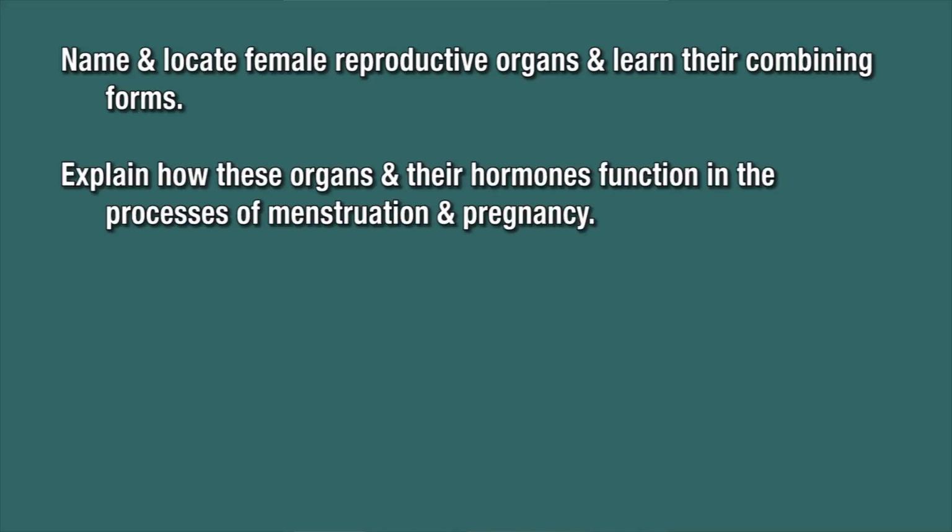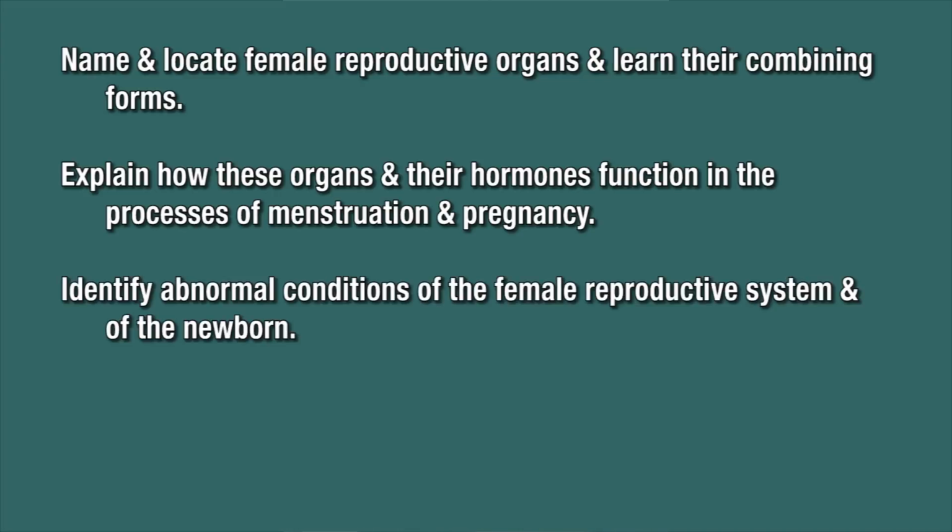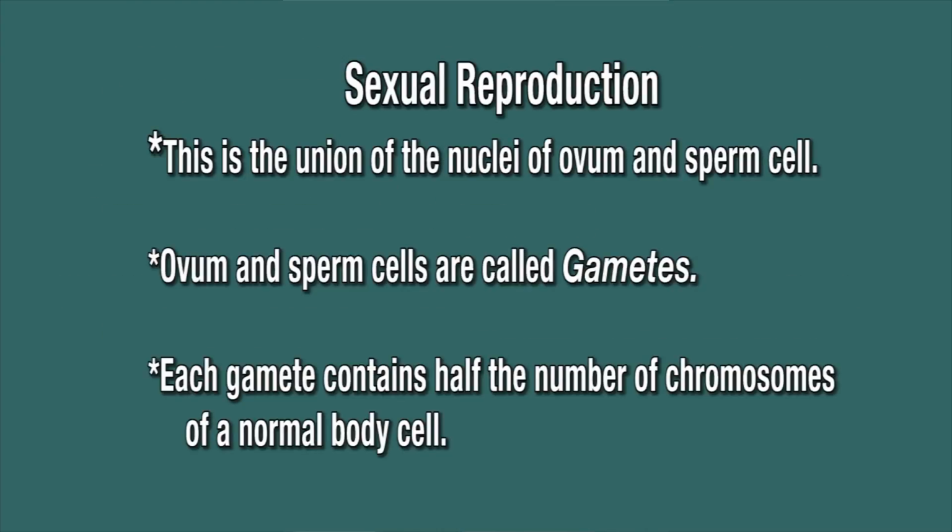We're going to look at how these organs and their hormones function in the process of menstruation and pregnancy for the female reproductive system, and identify a lot of different abnormal conditions associated with the female reproductive system and some of the abnormal conditions of newborns. Also, some medical terms that are used in medical reports and records concerning the female reproductive system.